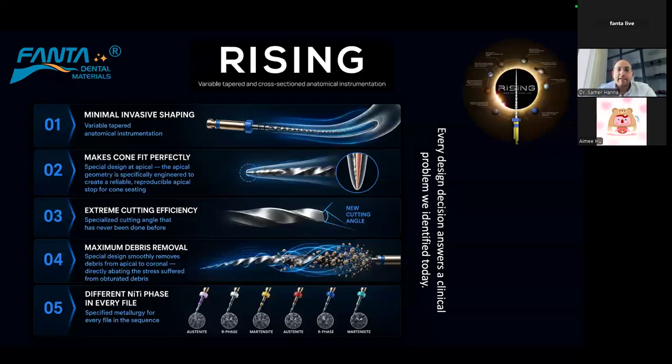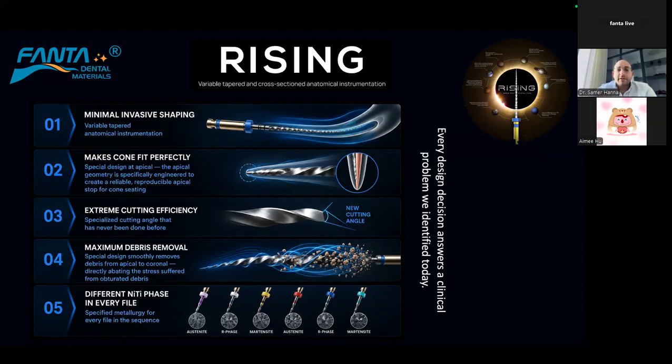It has a variable taper anatomical instrumentation in order not to exert stresses over the canal wall, and to be as minimally invasive as possible in order to preserve as much tooth structure and dentine, especially at the cervical area, in order to decrease the probability of fracture or cracks that happen in the root.